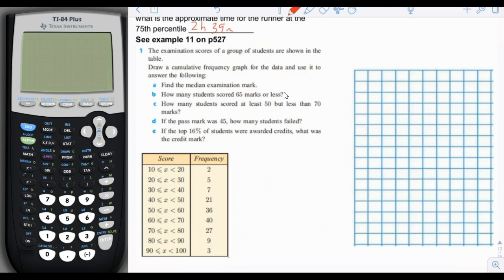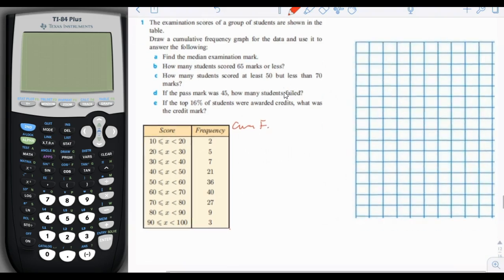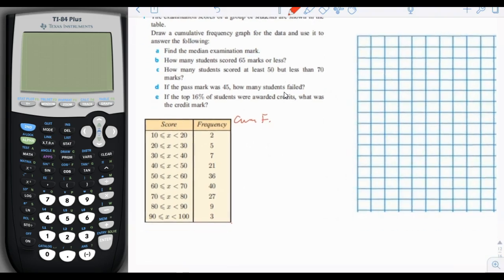Okay, so what's the first step to making a cumulative frequency graph? Well, as you can see from the name, cumulative is an important part of it. And we looked a little bit before about how you make a cumulative frequency column in your frequency table. So why don't we do that first? We'll make a cumulative frequency column.